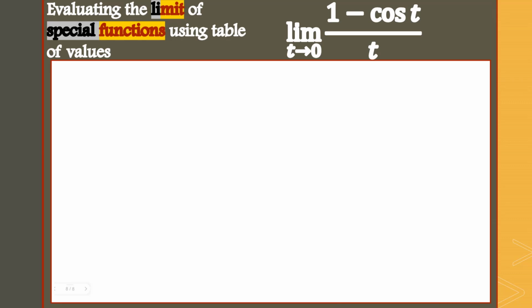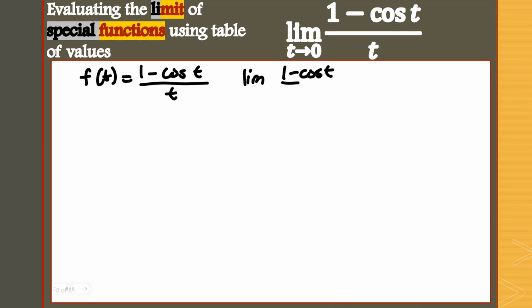Again, we have here f of t. Let me just use t because our given has t: f of t is equal to 1 minus cosine t over t. And we are to show the limit of this special function as t approaches 0. This time, it's called a special function because if you substitute c, oftentimes we use this to solve for limits, right? We don't use other limit theorems.